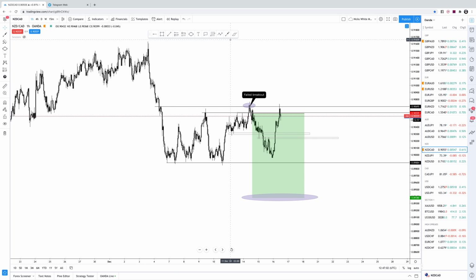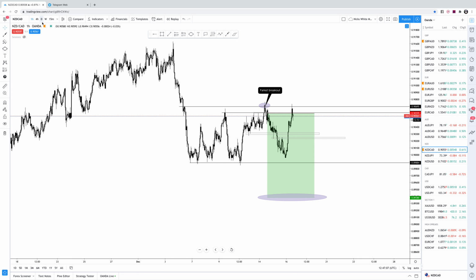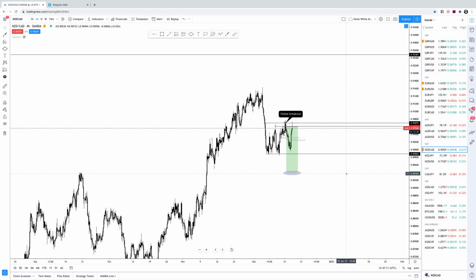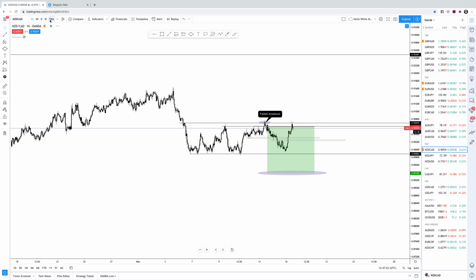In this case, I thought this would be enough to send this pair downwards. I shared all this analysis in Telegram, so you can just go and look at it all there. I'm still convinced price will go down. I just think it wasn't ready yet. I just think it didn't have enough orders to really sustain the move down.